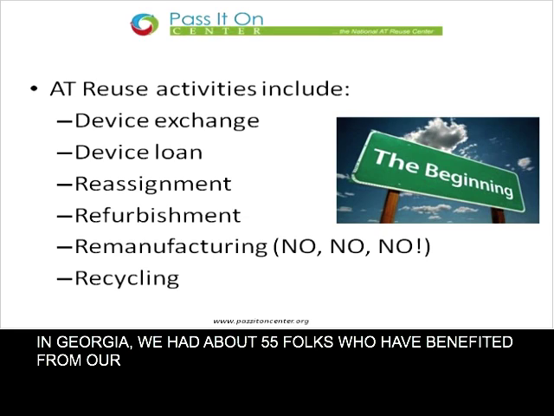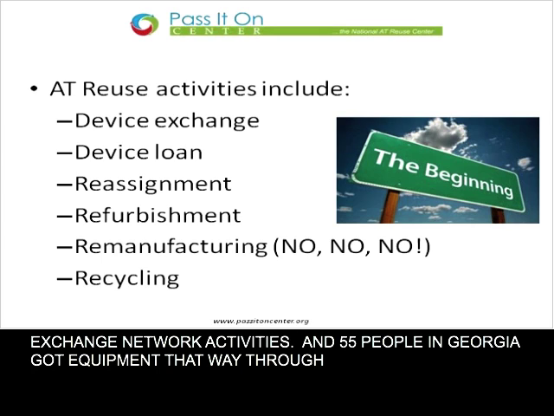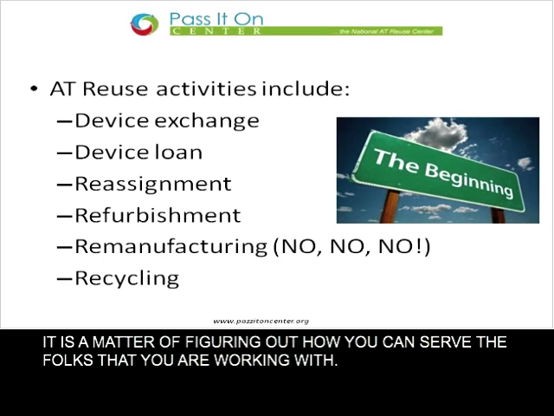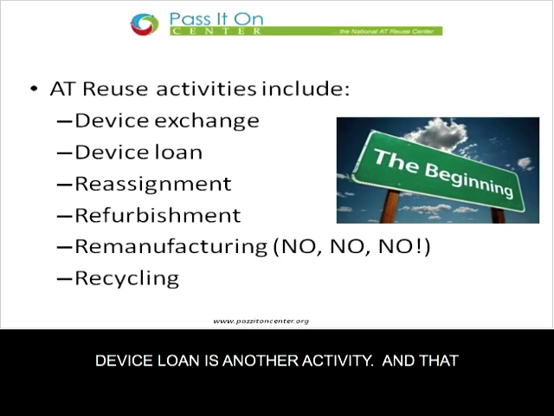For example, in Georgia, we had about 55 folks who benefited from our exchange network activities, where 55 people in Georgia got equipment that way through our online exchange. But when you look at it compared to our reassignment refurbishment activities, over 5,000 people benefited from that. So it's just a matter of figuring out how can you really serve the folks that you're working with.